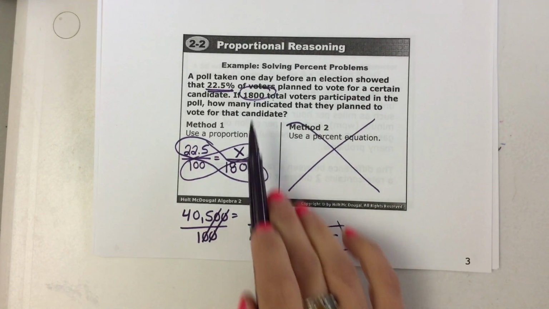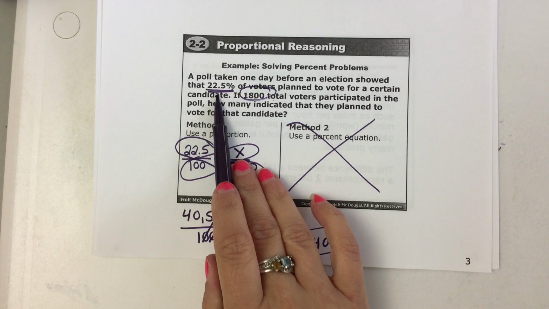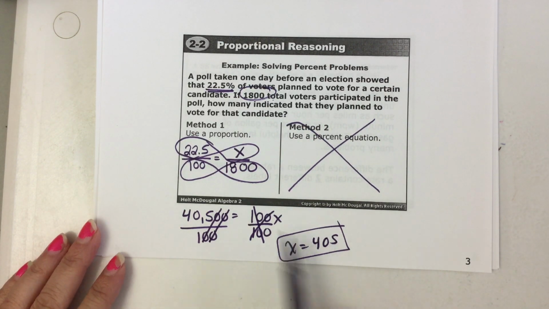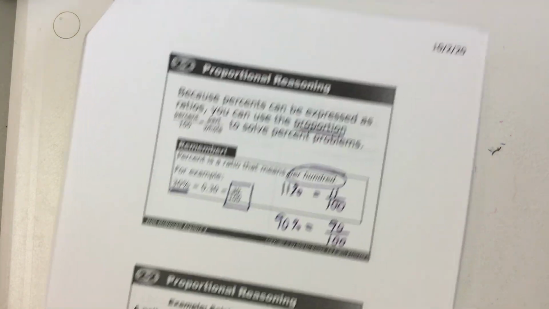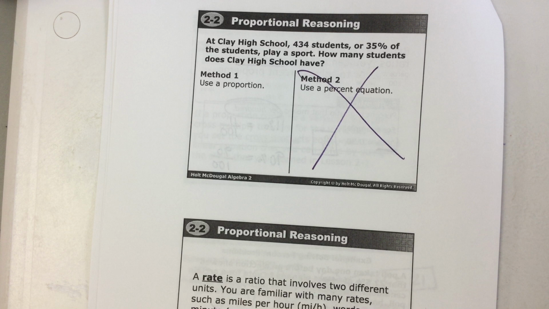So what this tells us, there were 1,800 people who went and voted. 22.5% or 405 of the voters voted for that particular candidate. 405 is 22.5%. Awesome. Let's do one more just to make sure that we've got it, okay? At Clay High School, and again, we're only doing proportions. At Clay High School, 434 students, or 35% of the students, play a sport. How many students does Clay High School have?